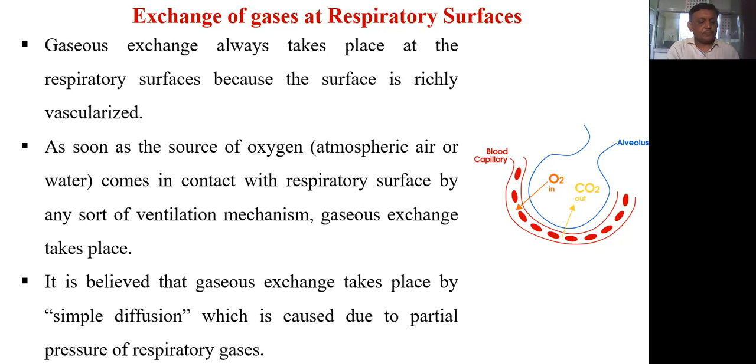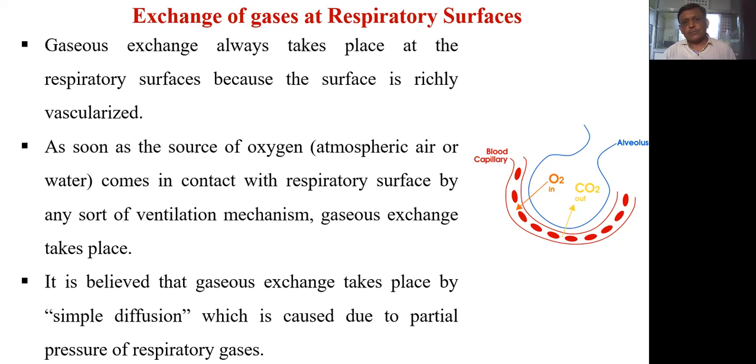In the environment, the partial pressure of oxygen is comparatively higher than in the body. Naturally, we know that the partial pressure of oxygen in the surrounding medium is always high as compared to the body. Therefore, oxygen diffuses from the environment into the body through these respiratory surfaces.